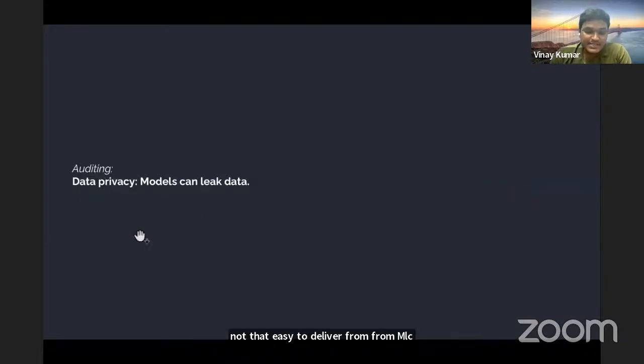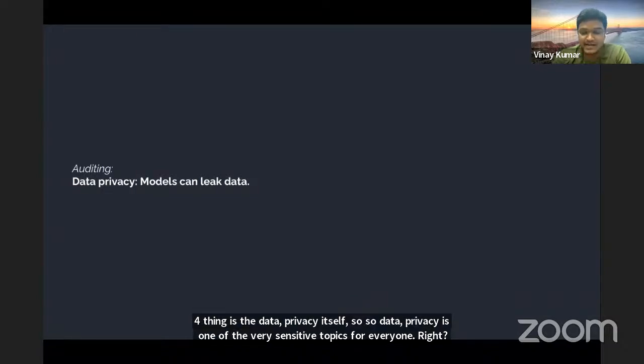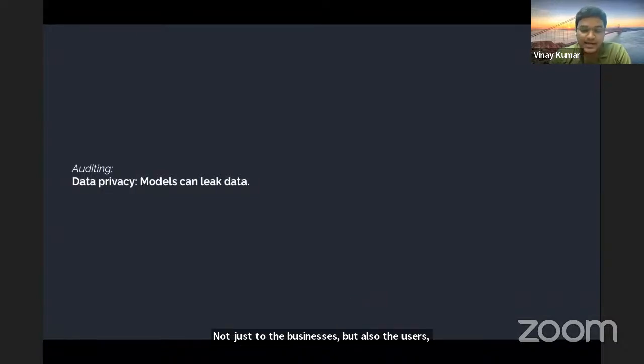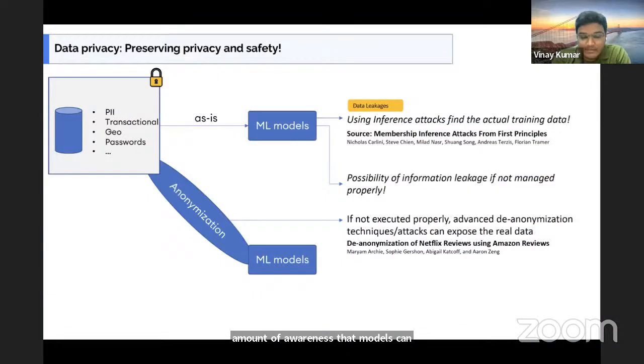Next, the fifth thing is data privacy itself. Data privacy is one of the very sensitive topics for everyone, right? Not just for the businesses, but also the users, customers, regulators, and everyone. There are clear guidelines there, at least. But people have never thought about it, or at least there is very little awareness, that models can leak data. Particularly if you're looking at generative AI or synthetic AI models, there is a very high chance that people can attack the models and get the actual data out of these models.